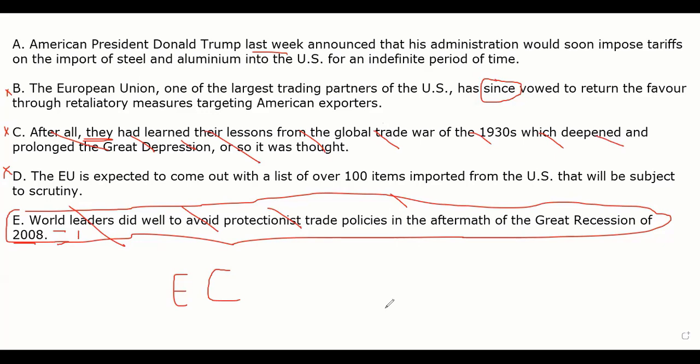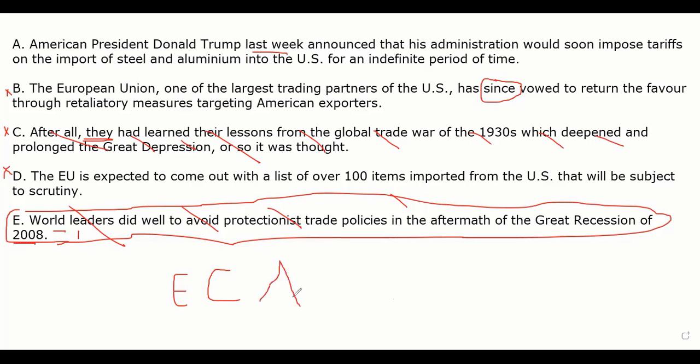Sir, B can't be first because of "retaliatory measures." The European Union, one of the largest trading partners, has since vowed to return the favor. The American president last week announced that he will soon impose tariffs. The retaliation is a response to something, right? Yes, sir. So it should be A. It has to be A. Why?